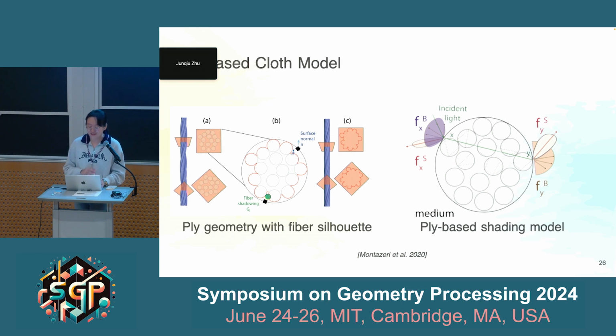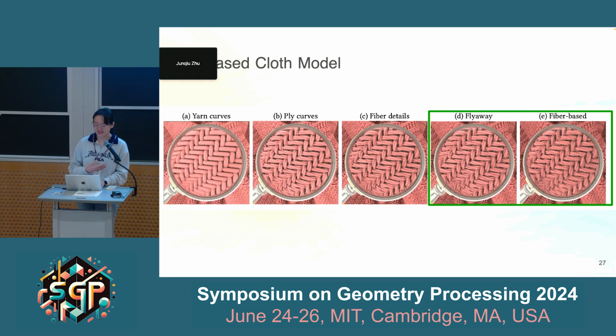So they aggregate the fiber interactions into a ply level model using 4 lobes. This makes the rendering quite fast. Comparing with the ground truth, which accurately models the fiber geometry, the ply-based method with fiber details and flyaway fibers can generate a very close result, but only requires about 3% of the memory.